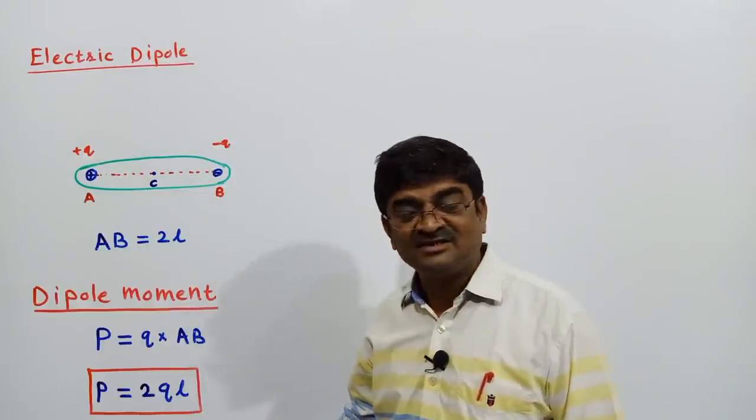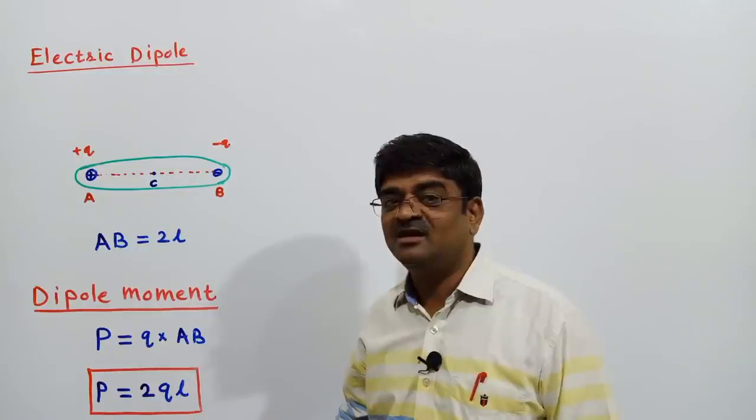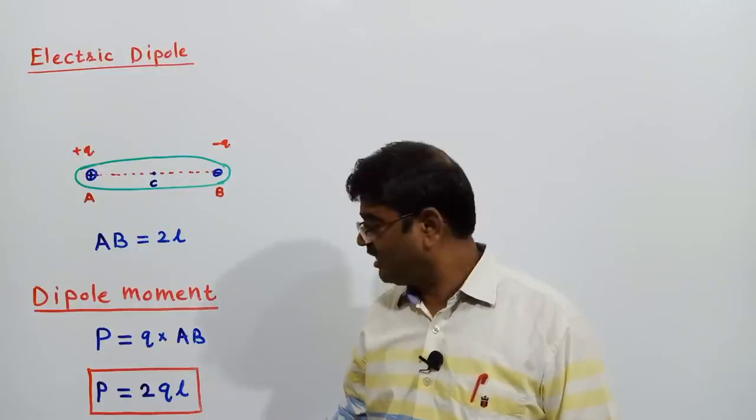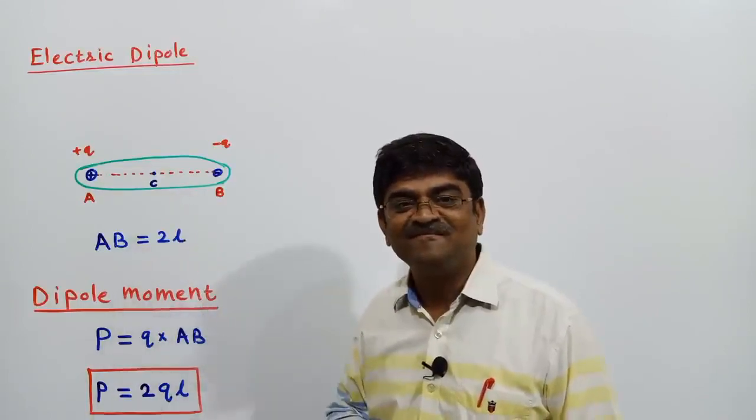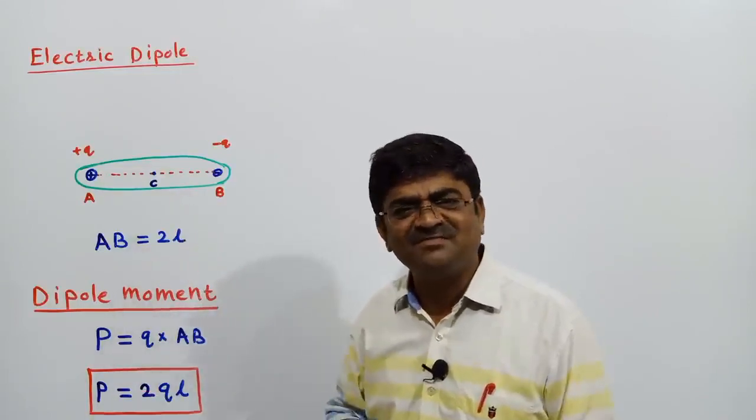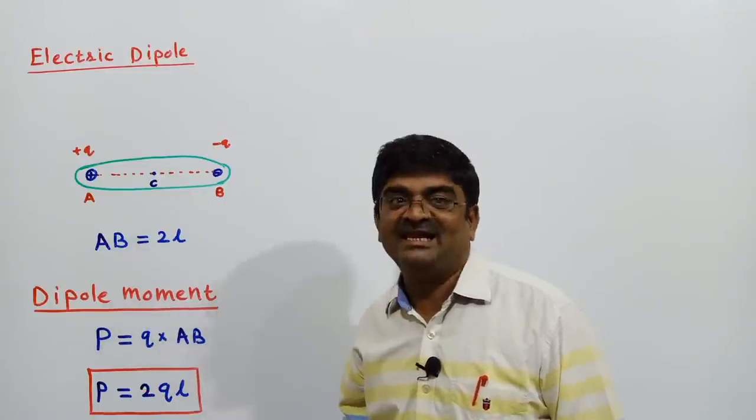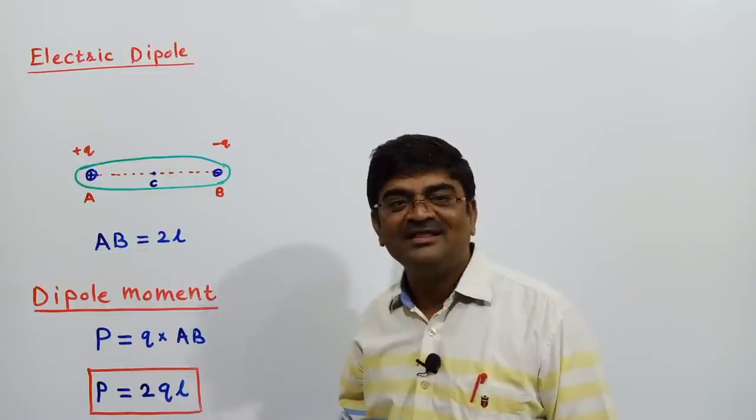In that relation, what are the parameters included? Charge I have, the magnitude of the charge in the dipole, any one charge, since both of them are of the same magnitude, and I have 2L, the dipole length.